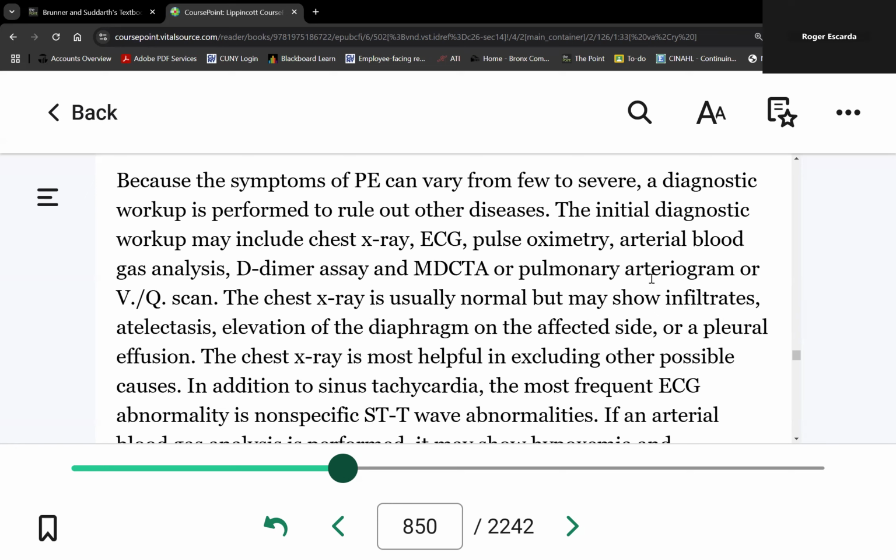A VQ scan is a nuclear medicine test. Instead of using a dye, we give the patient a radioactive gas, which they inhale, and then we take pictures. We take the patient to nuclear medicine, they inhale the gas, and whichever part of the lung doesn't show the gas, meaning it did not enter the alveoli, there's the obstruction.